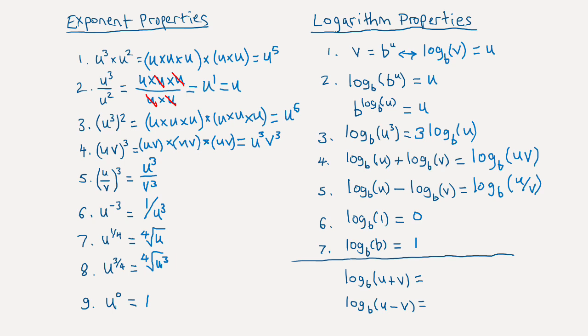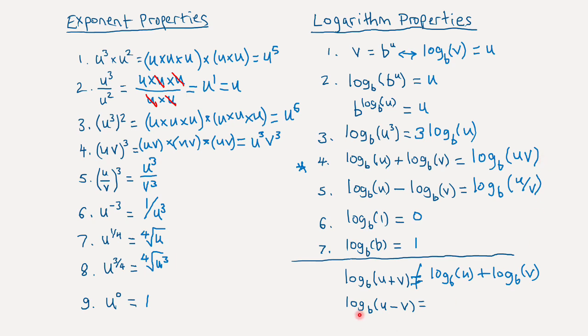Just a couple more things to note. It's very tempting to think that the logarithm of u plus v might be the logarithm of u plus the logarithm of v, but that's not the case. These are not equal. We've already shown what the logarithm of u plus the logarithm of v is up here, and it's not equal to the logarithm of u plus v, it's equal to the logarithm of u times v.